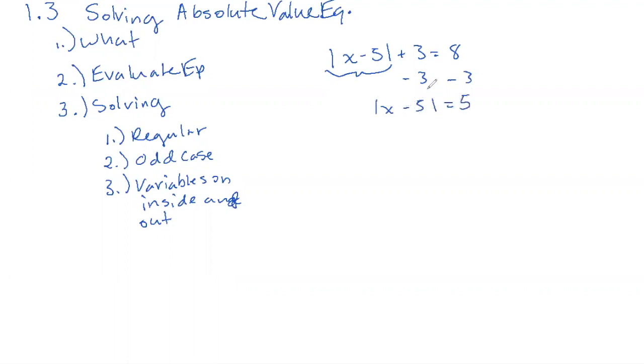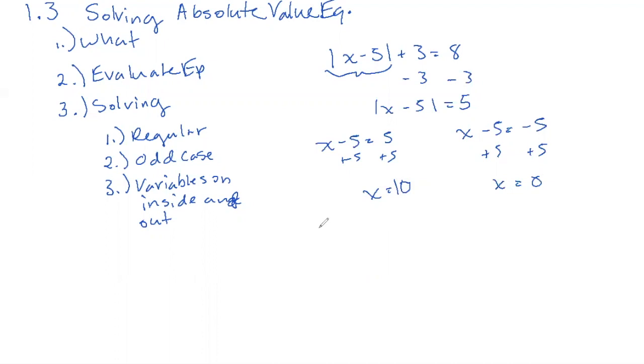Now, you should know how to deal with this at this point, right? It's going to be two cases. You'd have x minus 5 equals 5. And in the other case, x minus 5 equals negative 5. You're going to add 5 to both sides here, which gives you x equals 10. Or you add 5 to both sides, which gives you x equals 0.